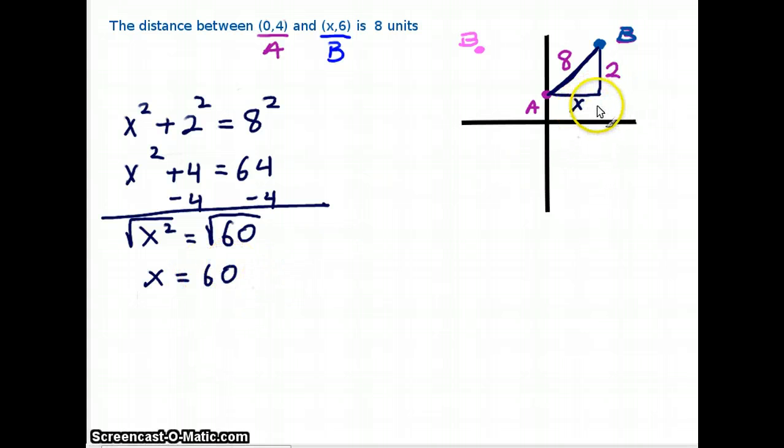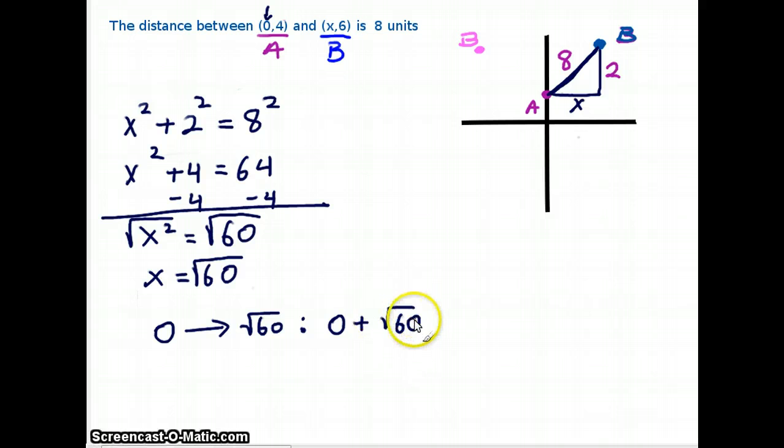Well, that's for this triangle right here. If I think about it, I started at this point A, which had an x value of 0, and then I moved to the right x units, or this length x right here, which we know is the square root of 60. So if I start at 0 on a number line, and I go to the right a length of square root 60, that's the exact same thing mathematically as saying 0 plus square root 60. So if B was over here on the right-hand side, the x coordinate would be equal to whatever this right here is. Well, that tells me that one possible value that x could be is square root 60.